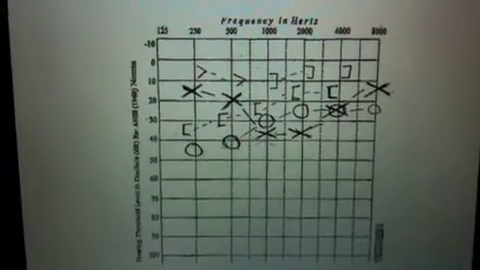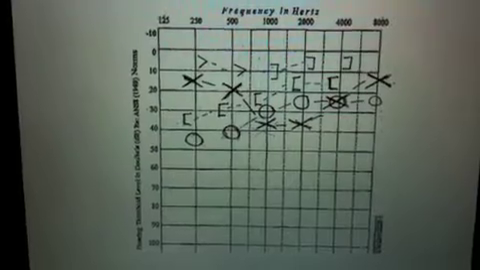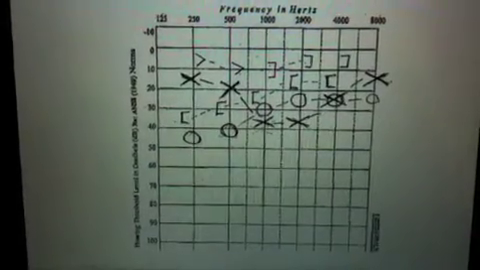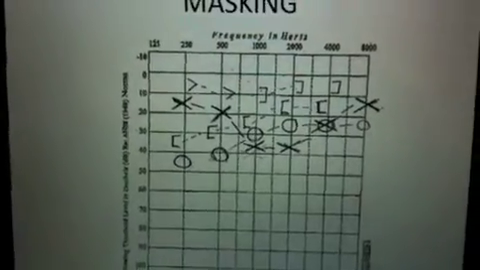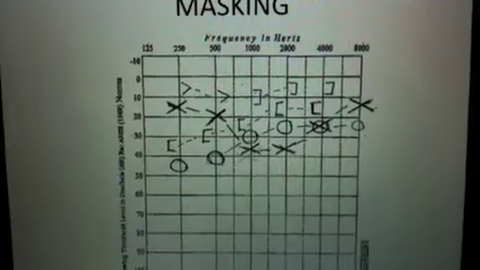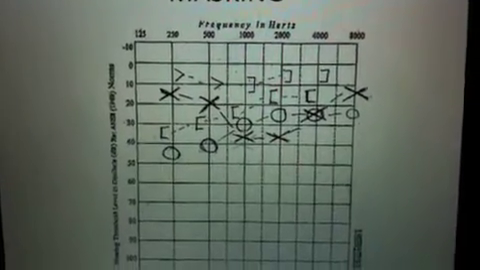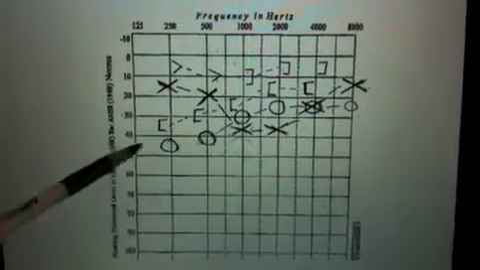I also want to consider how masking relates to speech audiometry. There are, of course, times in which masking may be required, in which masking noise needs to be presented to the non-test ear to assure that the test ear is the ear that's responding. So here I have an audiogram, and I want to consider the right ear first.